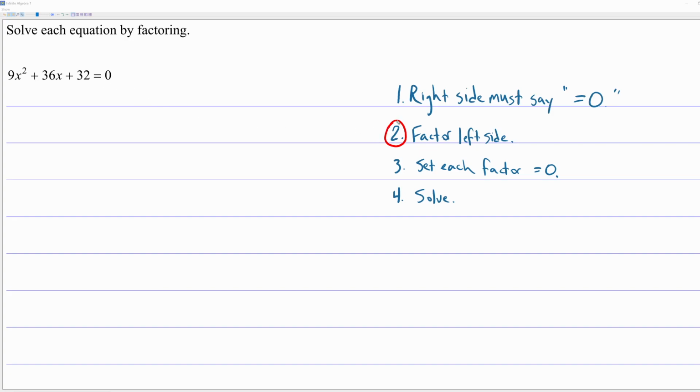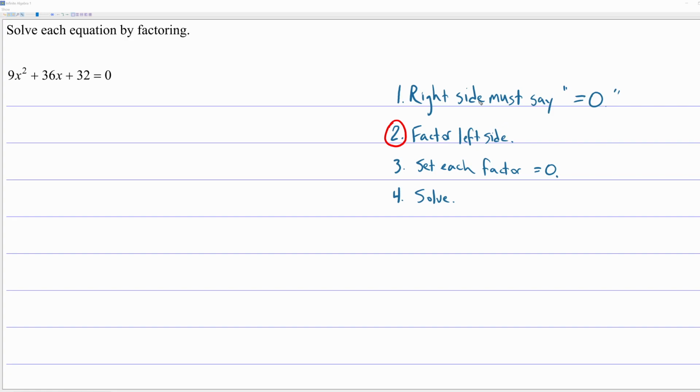And then step 2, I circled this in red because it is the most important step, and that's to factor the left-hand side, which is nice because we already know how to factor. Now, if you stumbled across this video and you don't know how to factor, I have some videos on factoring quadratics. That's the key skill. I'll get to step 3 and step 4 as we move through this problem.